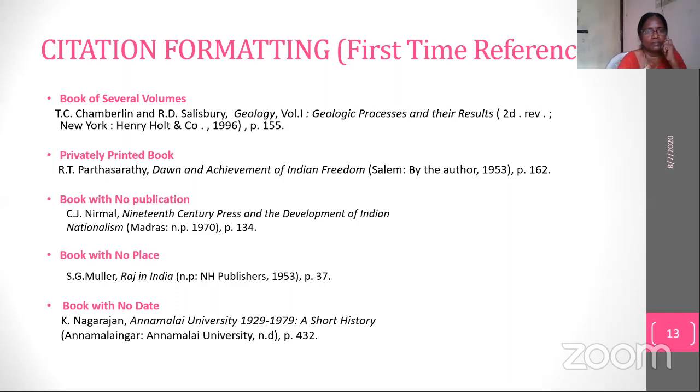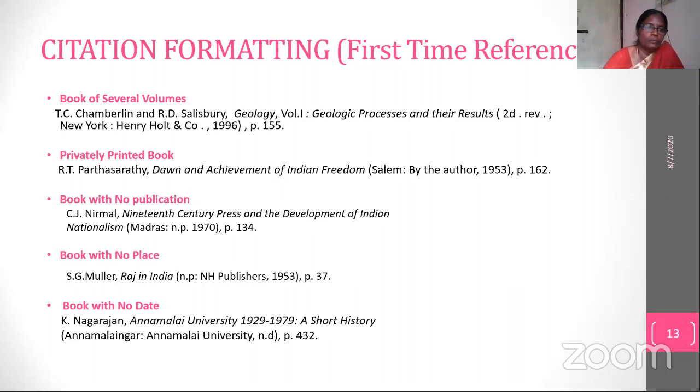Book with no place. Here, H.G. Muller, Raj in India, no place. We can't identify the place where it was published from. Previously, it was no publisher; in the second case, no place. So we put here NP, and then the publisher, 1953 as usual, and the page number.